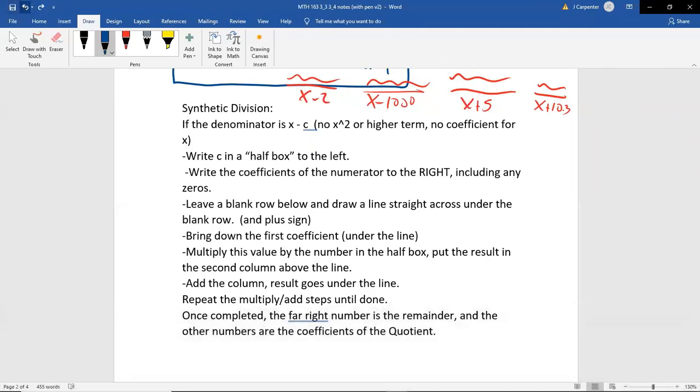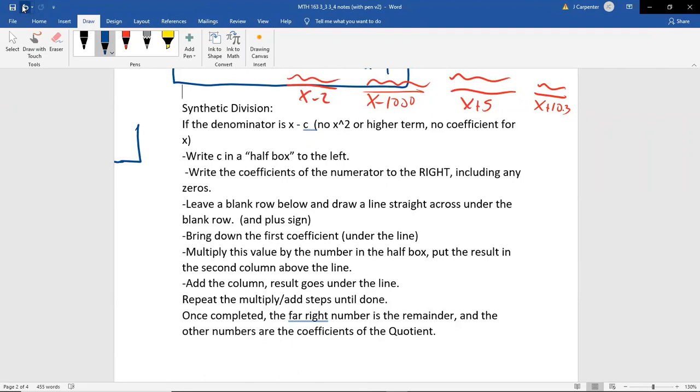So what are we going to do? This is the process down here. It looks really long, but when you actually get to doing this, you're going to be able to just go boom, boom, boom, boom. It looks a lot more detailed than the actual work. Write c in a half box to the left. Now this half box thing is just how I was taught to write it. Some people will put it in a whole box, but this is how most of the textbooks I've seen write it. So that's what I'm calling a half box.